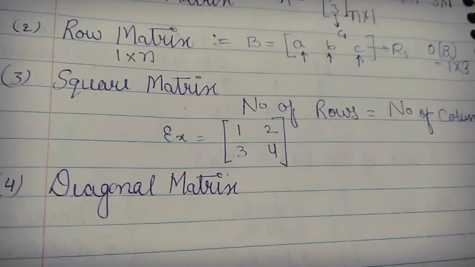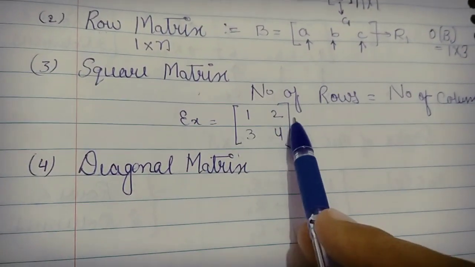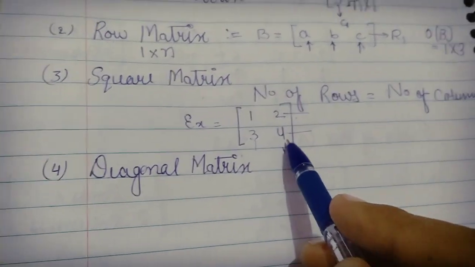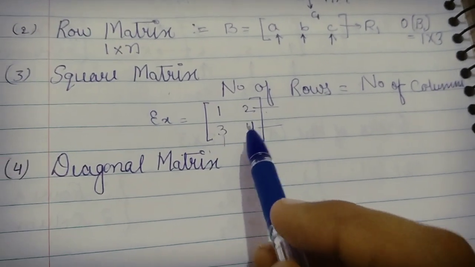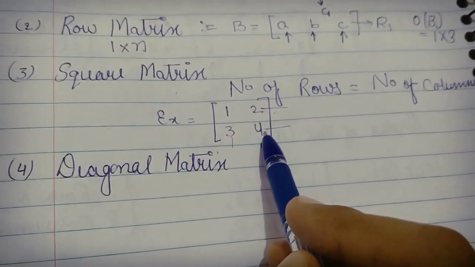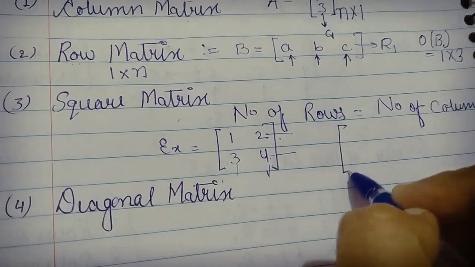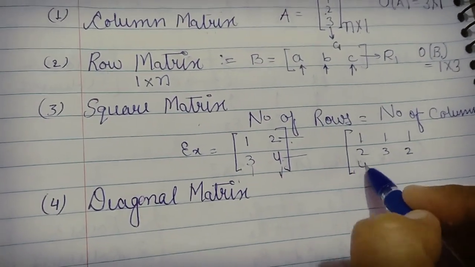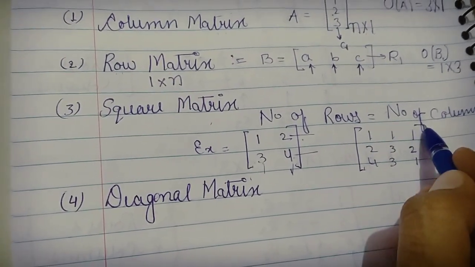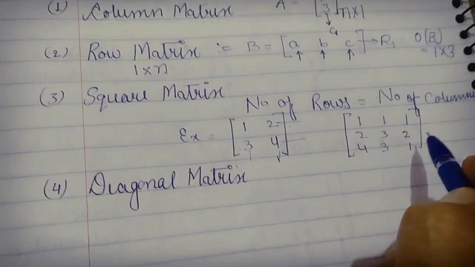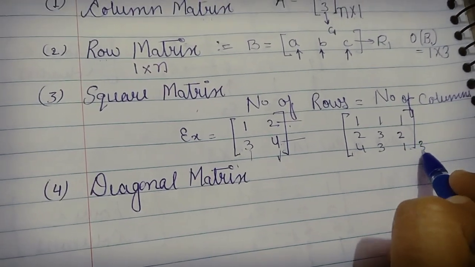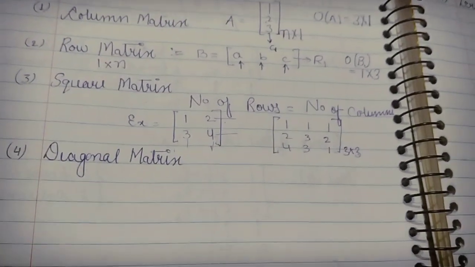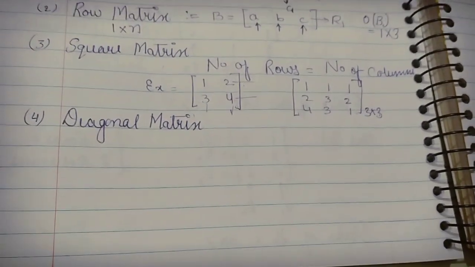In this example, number of rows equals to 2 and number of columns is also equals to 2. That's why this is known as the square matrix of order 2. This one is the square matrix of order 3. So in the square matrix, the number of rows is always equals to number of columns.